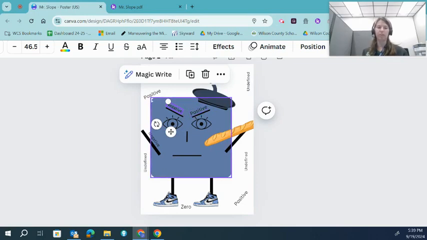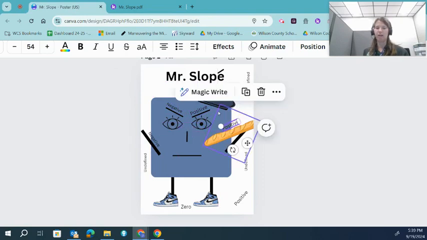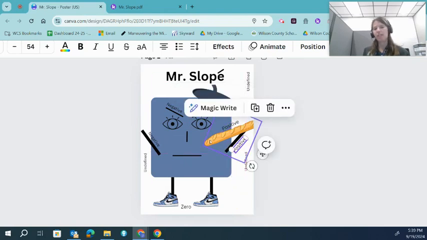Positive goes uphill. So his lovely piece of bread is a positive slope. His arm is a positive slope. Notice his piece of bread is a flatter slope, still positive, still going up from left to right. And his arm is a much steeper slope, still going up from left to right.